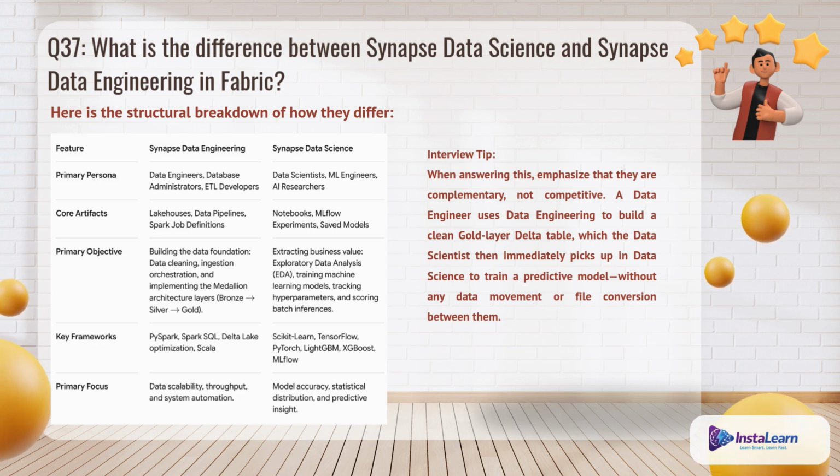In simple terms, data engineering builds and prepares the data platform, while data science uses that prepared data to create intelligent machine learning solutions. Interview tip. When answering this, emphasize that they are complementary, not competitive. A data engineer uses data engineering to build a clean gold layer delta table, which the data scientist then immediately picks up in data science to train a predictive model, without any data movement or file conversion between them.